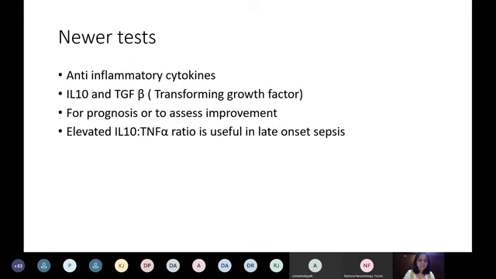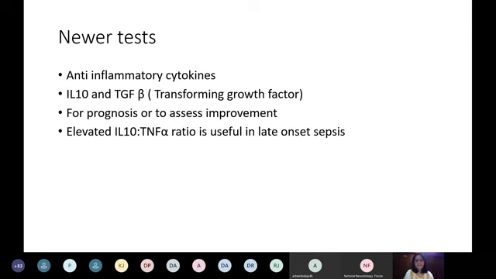So these two are important, because if you're faced with a baby who is going downhill very fast, and we don't know if it is sepsis or something else, if we can get IL-6 and IL-8 levels, that kind of takes you towards the track of whether we are on the right track or not.